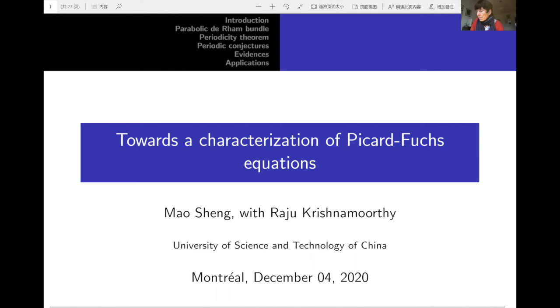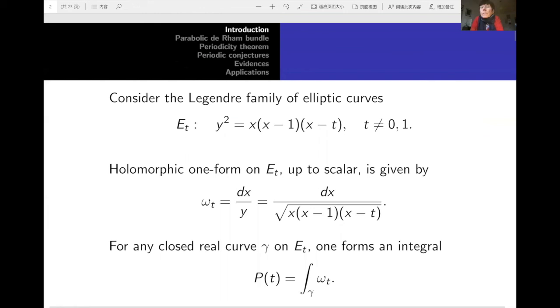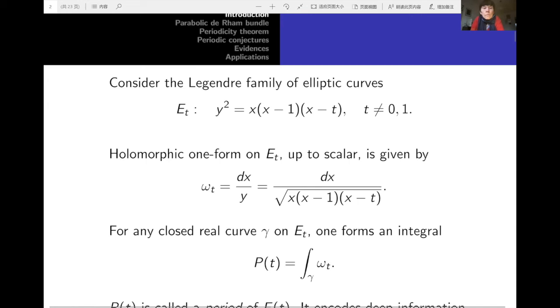This project started 3 years ago, basically. When he visited me, we started to discuss these things. So, okay. Let me start with a very important example. This is the Legendre family of elliptic curves.